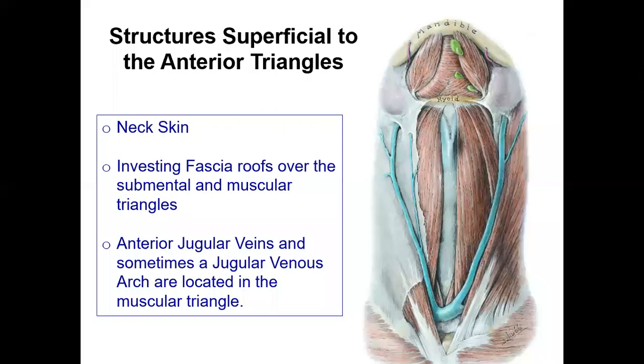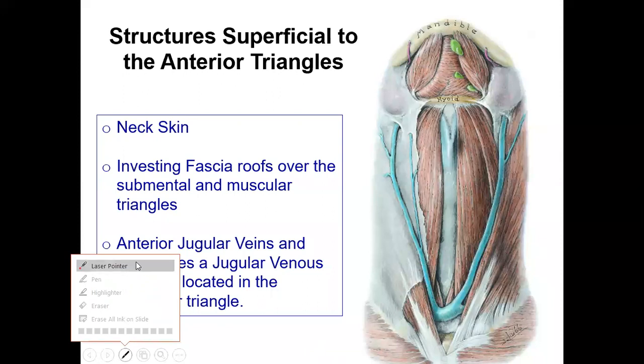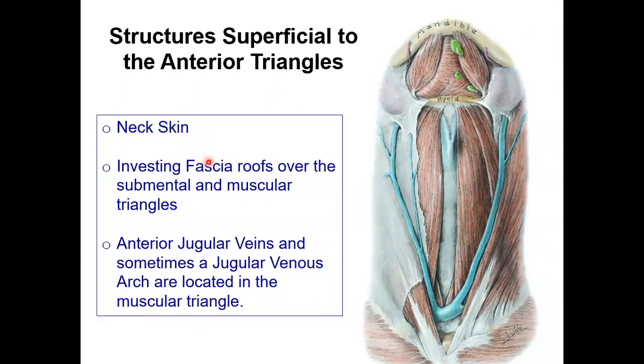Okay, so structures superficial to the anterior triangles. Obviously your skin, and then fascia. Investing fascia roofs over the submental and muscular triangles. So here are your submental triangles, and here are your muscular triangles. Literally it's called the muscular triangle because there are muscles in it. Those are where your strap muscles are. And then also the anterior jugular veins and sometimes a jugular venous arch are located in the muscular triangle, which is what they're showing here.